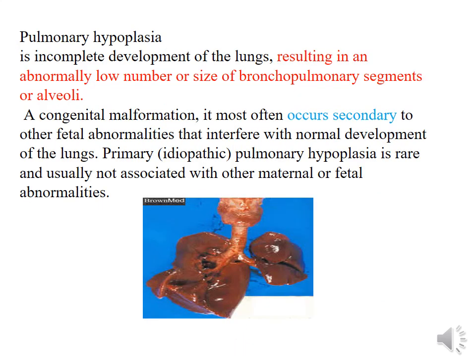Now, pulmonary hypoplasia is incomplete development of the lungs, resulting in an abnormally low number or size of bronchopulmonary segments or alveoli. It most often occurs secondary to other fetal abnormalities that interfere with normal development of the lungs. The primary or idiopathic pulmonary hypoplasia is rare and usually not associated with other maternal or fetal abnormalities.